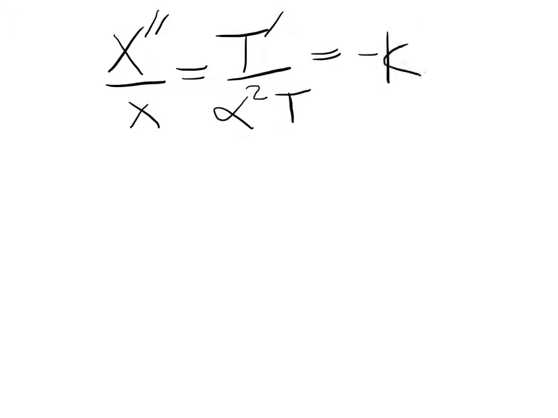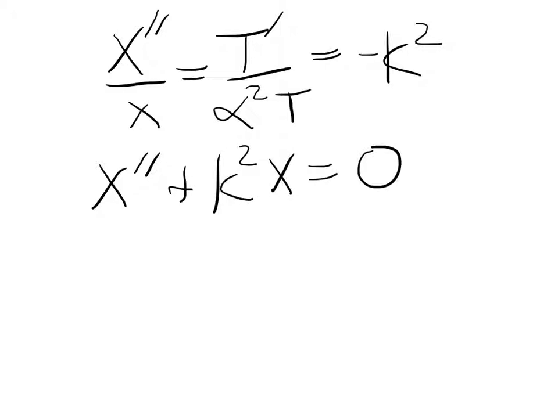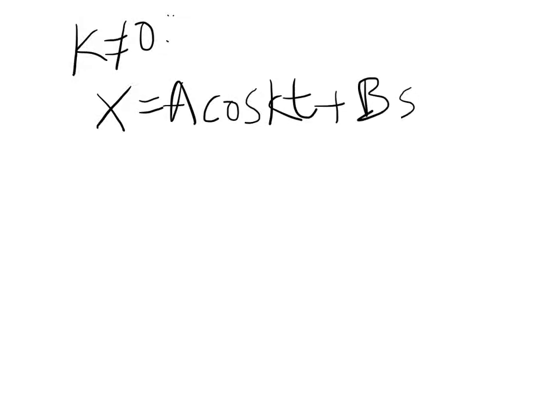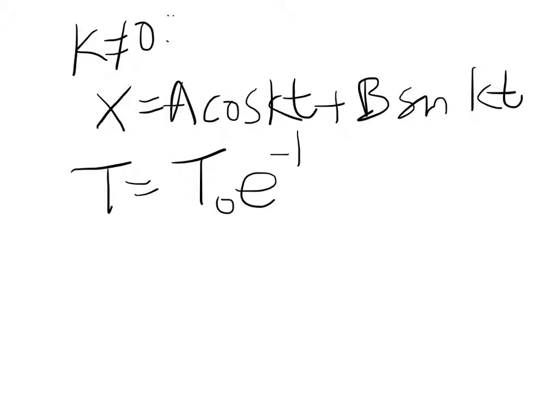Here we're going to move around the alpha, so we have it all in terms of the T differential, which will make sense in a second. Okay, so we have that expression. Now, if we want to rewrite this in terms of the two differential equations, we have X double prime plus k squared X equals 0, and we have T prime plus alpha squared k squared T equals 0. This gives us two expressions for X and T in the k not equal to 0 case. So in this case we have X equal to a cos kx plus b sin kx, and T equal to T0 e to the minus k squared alpha squared t. And this is the k not equal to 0 case.